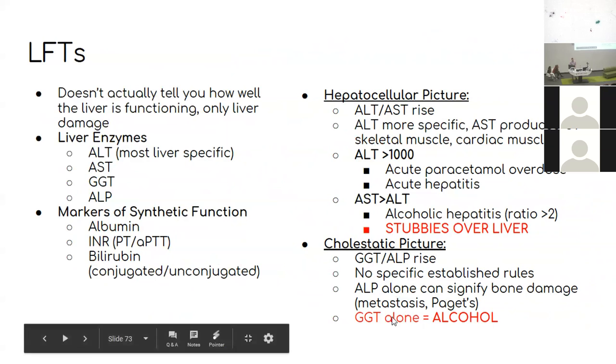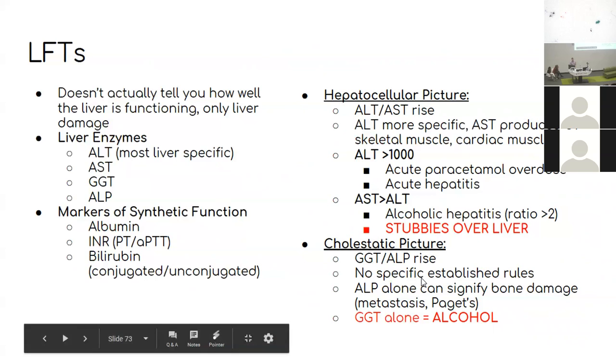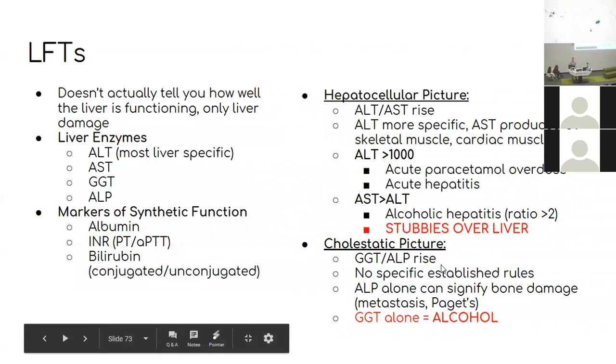And a cholestatic picture, I guess a stone in the duct or something, will cause a release of both GGT and ALP. ALP alone, I think P for Paget's, I associate it with bone. So if you've got an ALP increase on its own and something is going on with the bone, think bone, and GGT alone is alcohol.